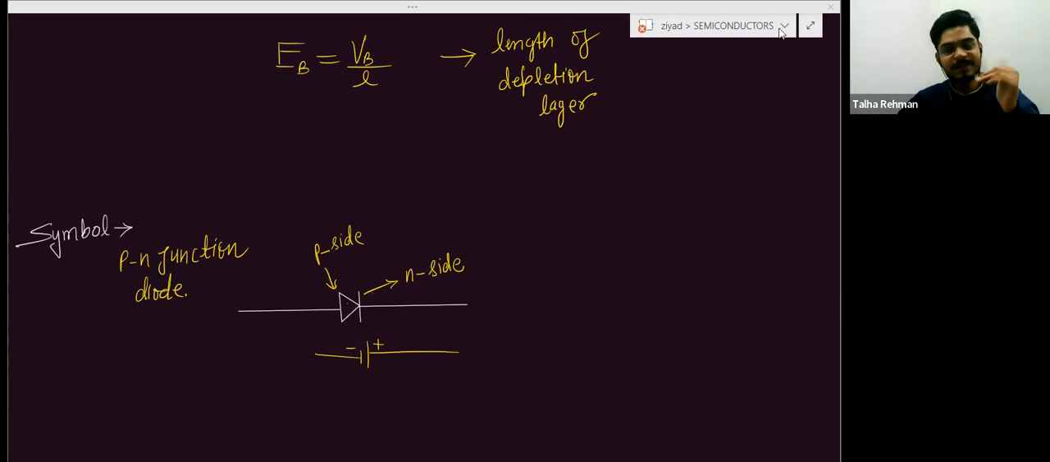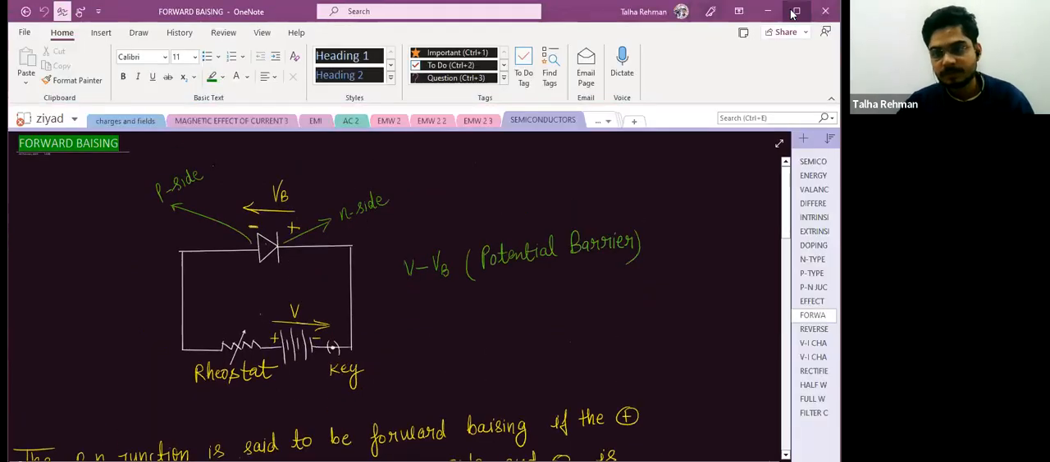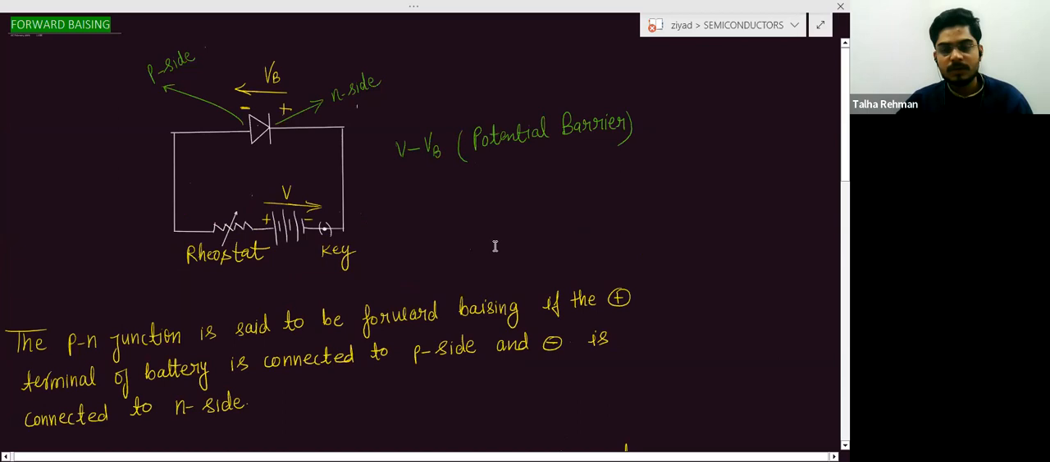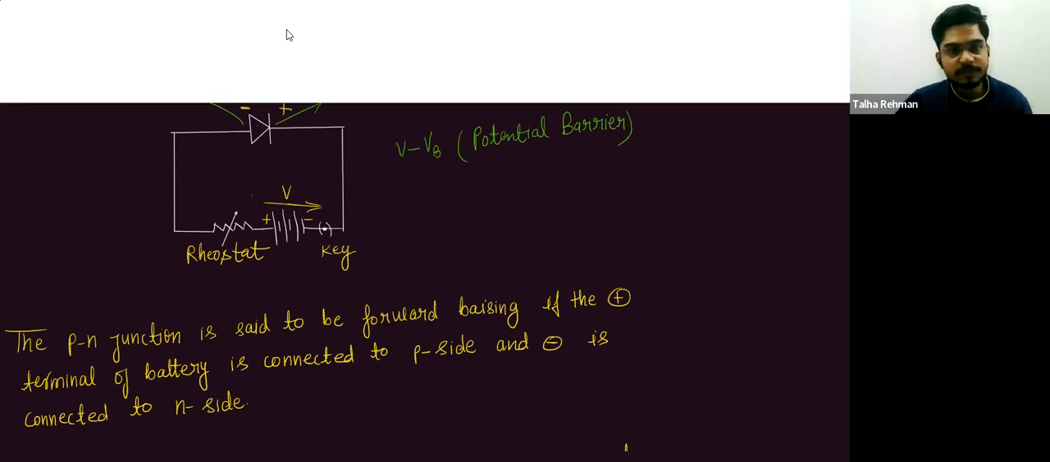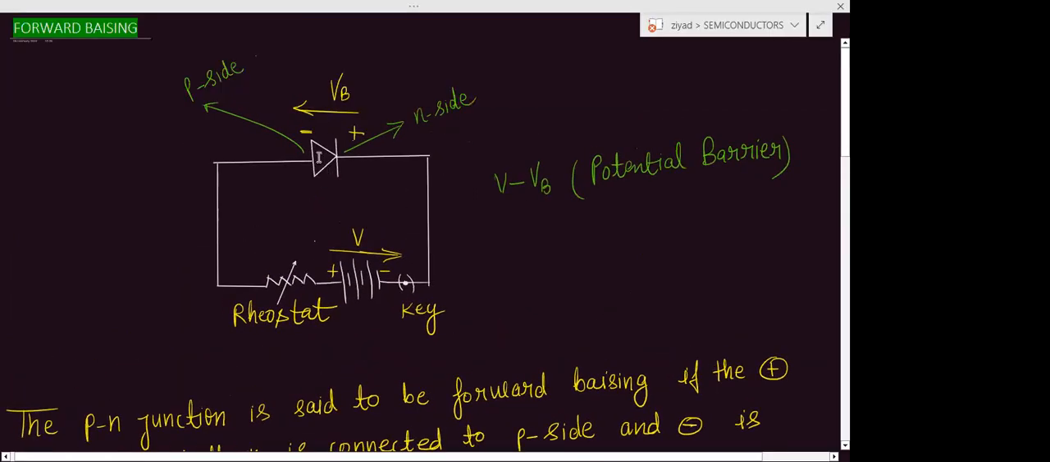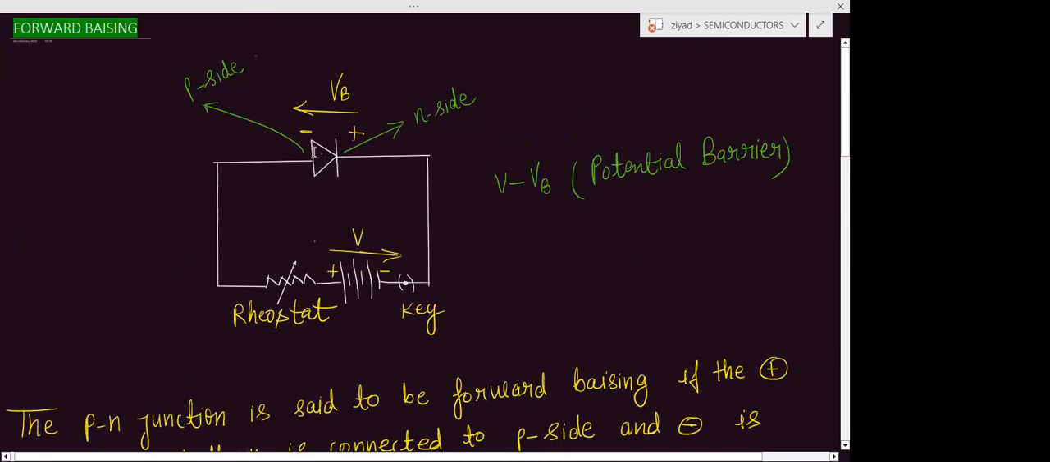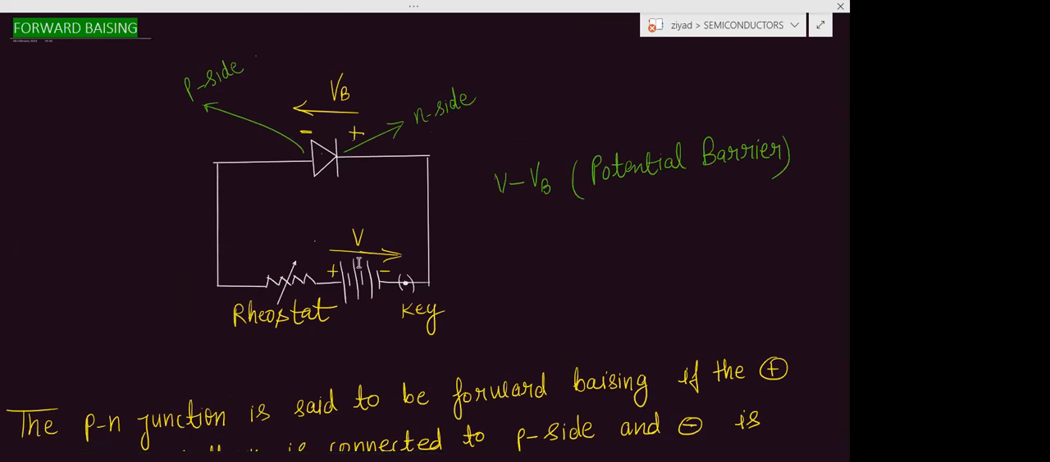So forward biasing is very simple. In forward biasing, this is your PN junction diode. This is the P side, this is the N side. And this PN junction diode is connected with a battery.